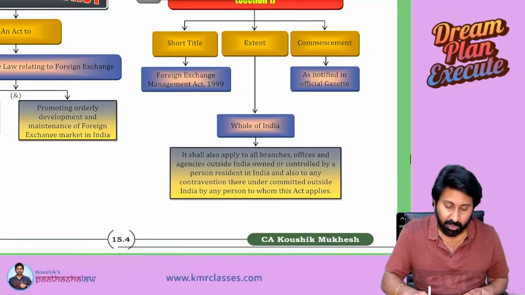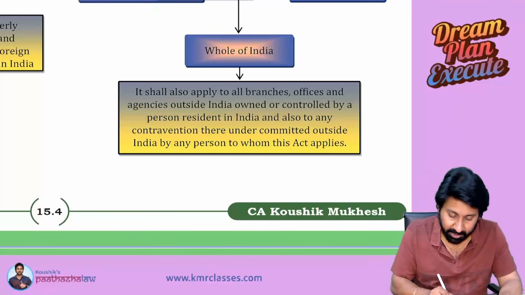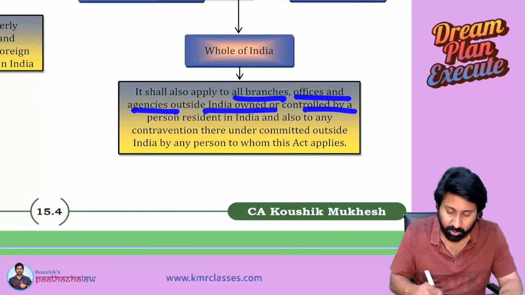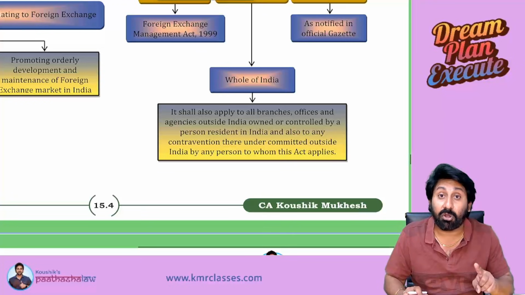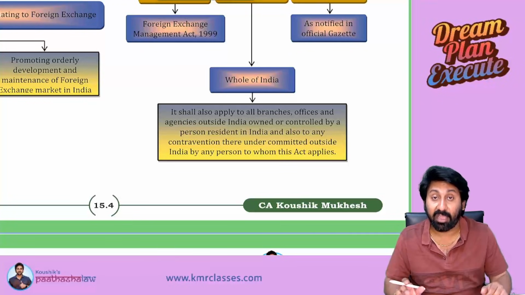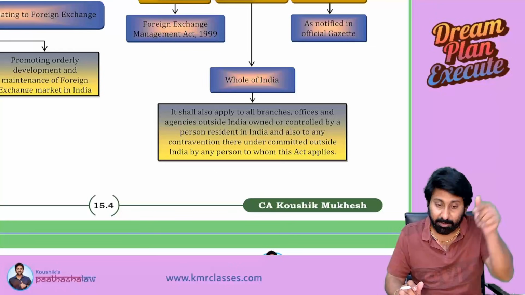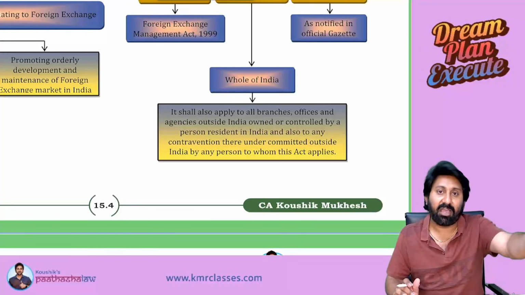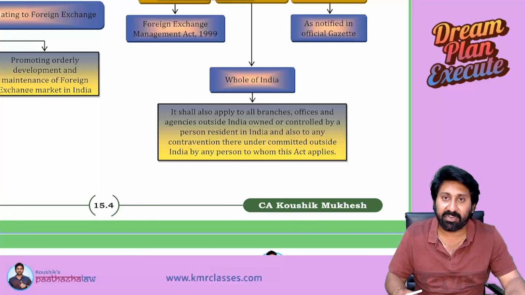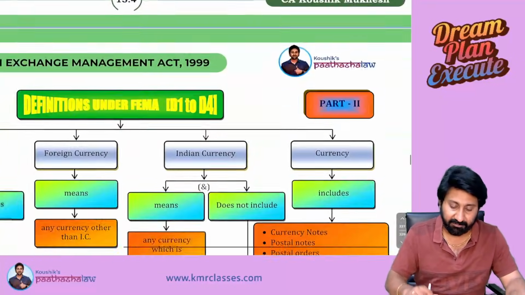Next one. What is the name of the act? FEMA. It extends to the whole of India. It shall apply to all the branches, offices and agencies outside India owned and controlled by a person resident in India. FEMA is not just applicable for entities in India. It is applicable for offices, branches and agencies outside India but controlled from India. That is also considered to be under FEMA itself.